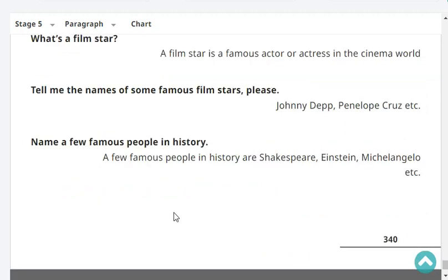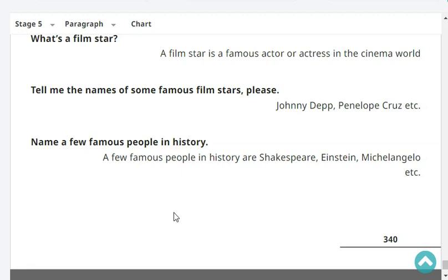Tell me the names of some famous film stars, please. The names of some famous film stars are Johnny Depp, Tom Cruise, etc.